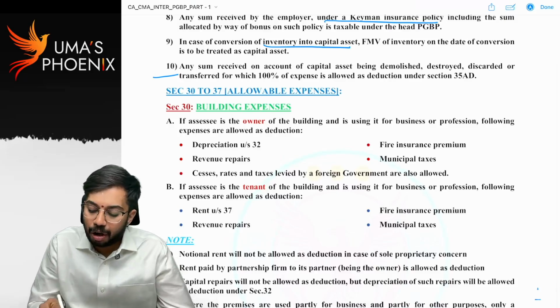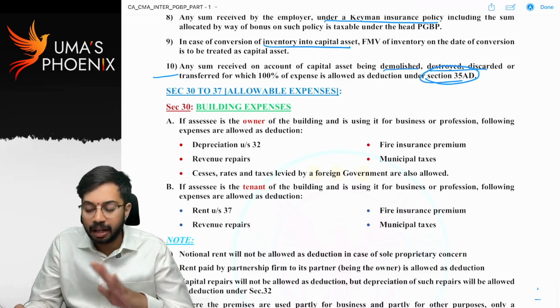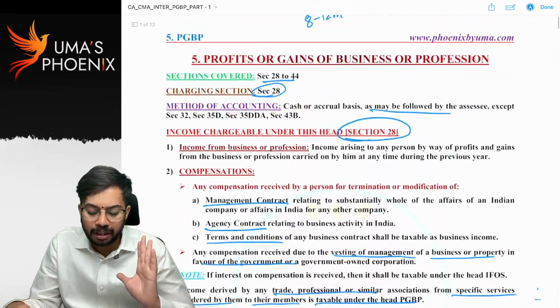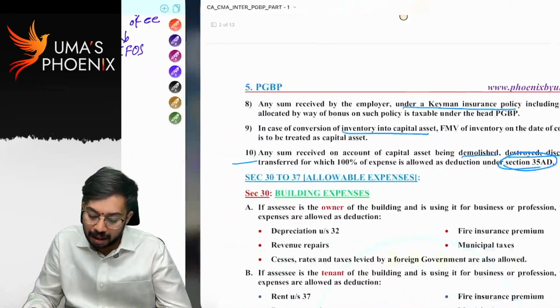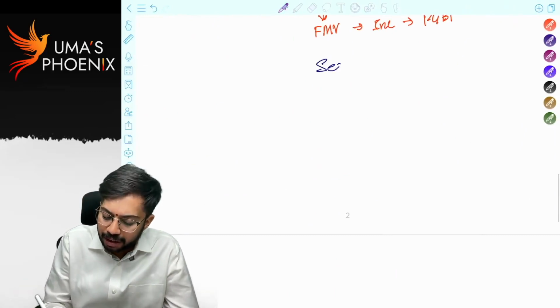Any sum received on account of a capital asset being demolished or destroyed. See, this you will understand in section 35AD, which I am going to discuss next. At that time you will get clarity. So this is all about section 28, incomes taxable under the head PGBP. Just now we finished section 28, right? Section 28 is the charging section.